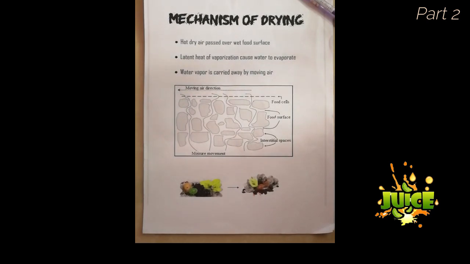Water vapor will diffuse through a boundary film of air and is carried away by the moving air. This will create a region of lower water vapor pressure, and hence a gradient is established from the moist interior of food to the dry air. The gradient will provide the drying force for water removal from the food.